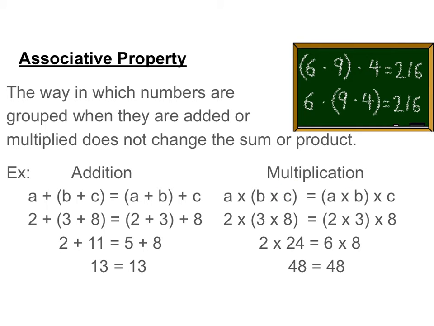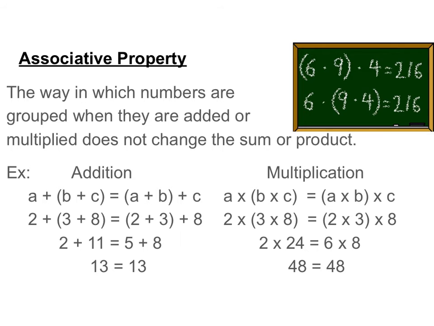So here's the multiplication one. So it's saying that I need to multiply the 3 times the 8. So 3 times 8 is 24, and then I multiply the 2. And 2 times 24 is 48. Here, I still have it. It's in the same order, right? So I have 2 times 3, which is 6, and then I have times 8. And 6 times 8 is 48, and they equal.